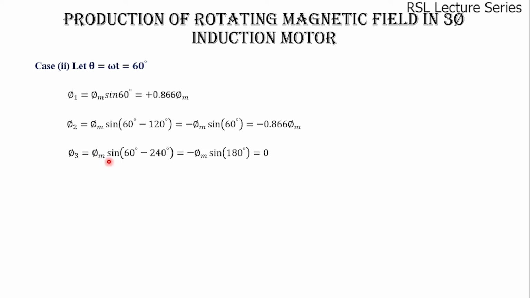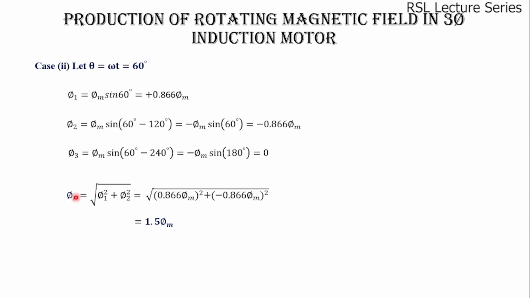Now phi 3 is phi m sin (omega t minus 240). Here omega t is 60 degrees, so 60 minus 240 is minus 180. Sine of minus 180 is minus sin 180, so minus phi m sin 180 will give you 0. Now we have to find out the value of phi r magnitude. In this case phi 3 is 0, so phi r is given by the square root of phi 1 square plus phi 2 square. So phi 1 is plus 0.866 phi m whole square plus phi 2 is minus 0.866 phi m whole square. Again this value will remain the same, 1.5 into phi m.